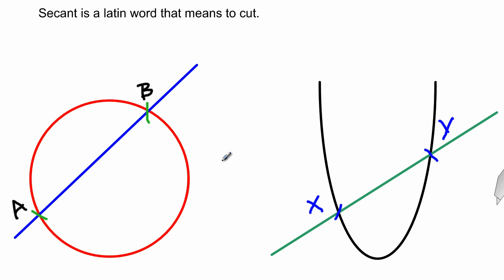Now before we close, a very important note about a secant is that the secant AB, or line segment AB, started outside of the circle and passes through the circle, cutting it twice, and then stopped outside of the circle out here. And in our second example, secant XY started outside the curve, passes through the curve, cutting it twice, and ends outside of the curve up here. So that's an important point to note about a secant.